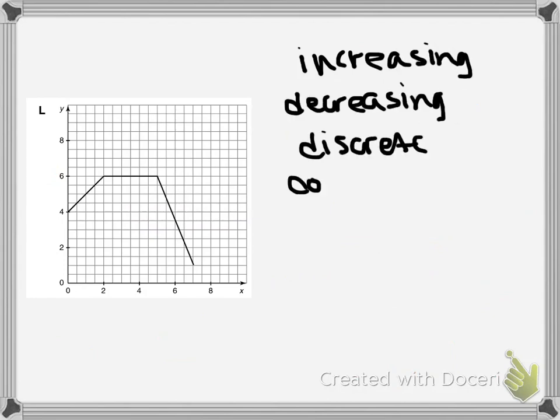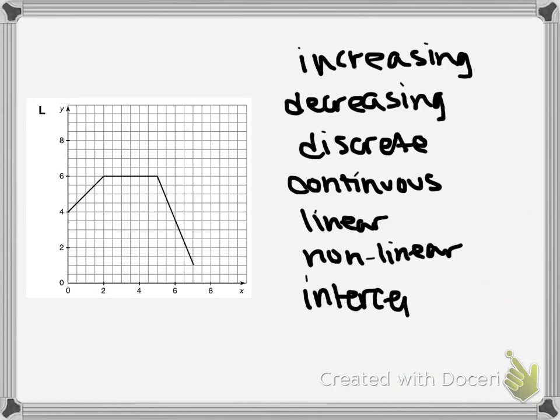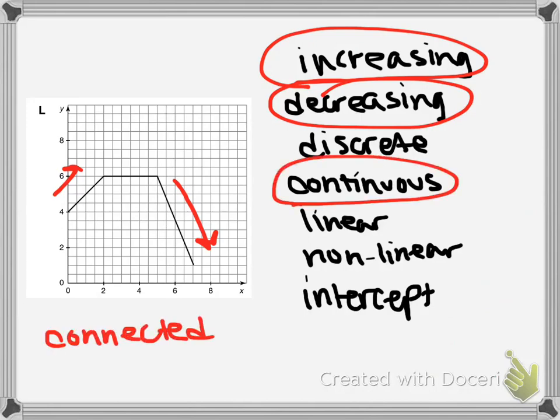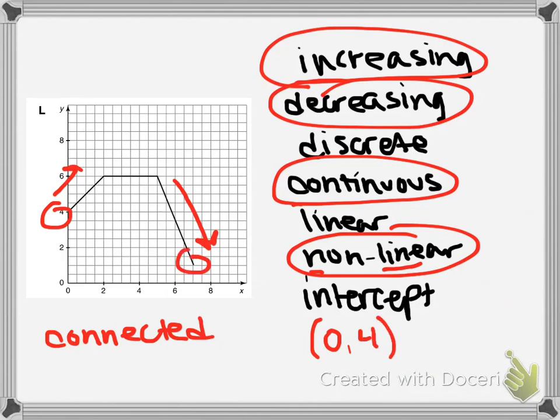And the last graph for today's notes, when you read it left to right, it's increasing and decreasing. Obviously, they're connected, so it's continuous. And then this needs to create one straight line, and it creates 3 straight lines. So it's nonlinear. And then it crosses the y-axis at (0, 4), but there's no arrow there, so it's not going to cross the x-axis.